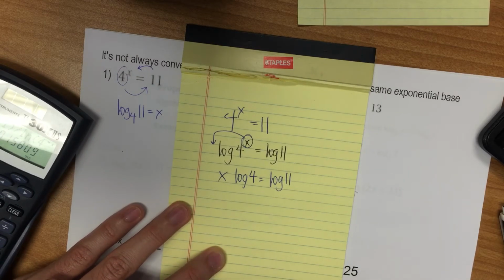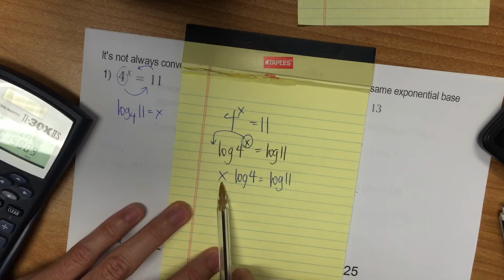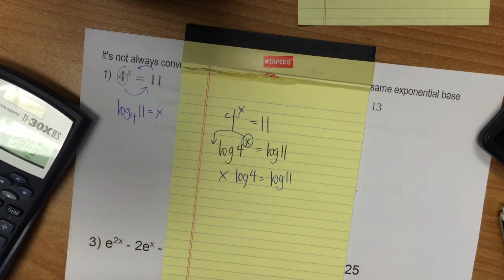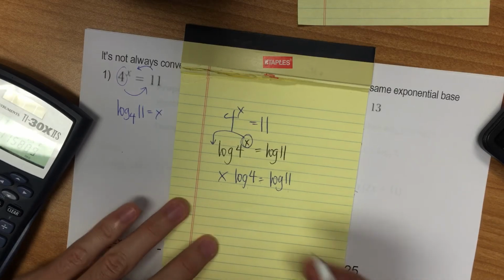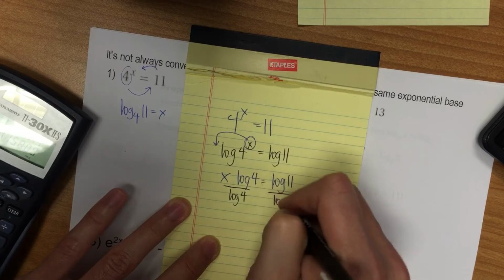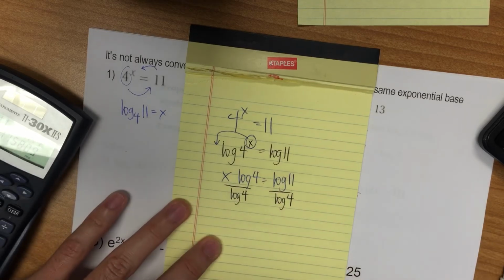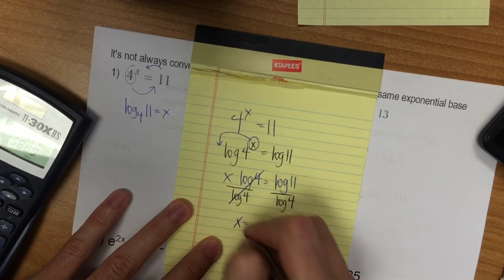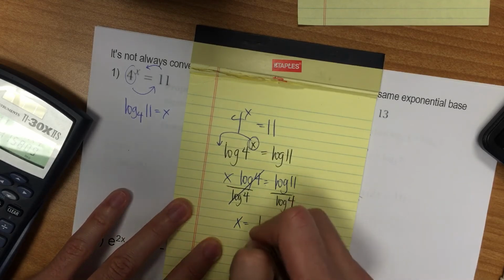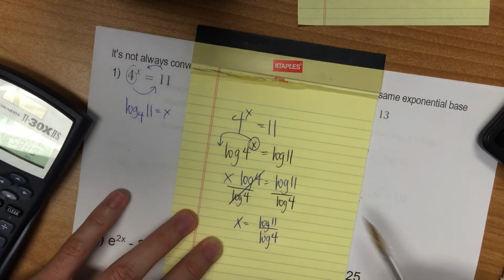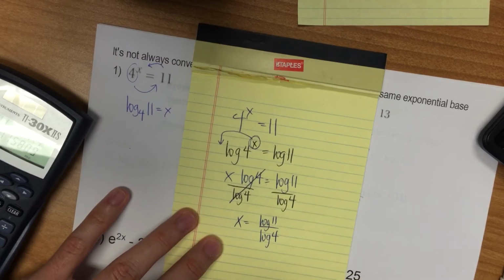Okay, so I want you to look at that for a second. This is x times a number equals a number. So if I want to isolate the x, all I have to do is divide both sides by log 4. So if I do that, the left side, you just get x, and on the right side, you get log 11 divided by log 4. This is something you can type in the calculator.